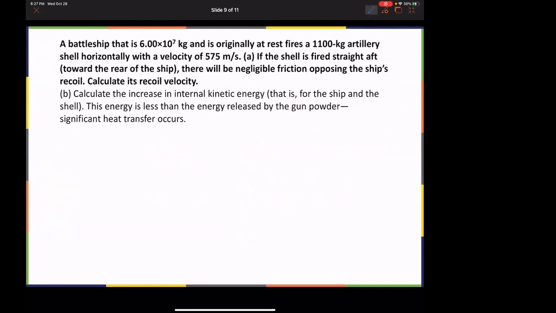So what this is saying is that before it's launched, the initial kinetic energy is 0. Then after it's launched, the ship and the shell have a kinetic energy. So this time, your initial kinetic energy will be 0. So you guys give this a try, this whole thing at your seats.